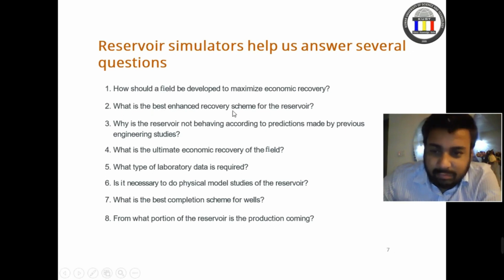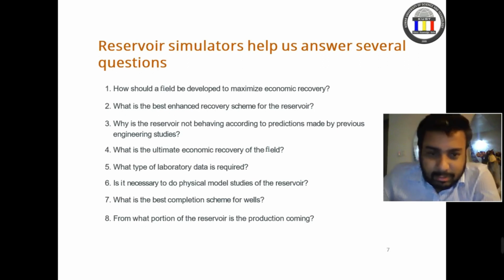We have to study what kind of EOR may be good for our reservoir to increase oil production, and whether it will be economic or not. Whether, I mean, we spend $1 million on it and we are producing only 400,000 or 500,000, and the operating cost is too much, then what is the point? So we have to look at this issue economically. And then, why is the reservoir not behaving according to predictions made by previous engineering studies? We have to look at it.